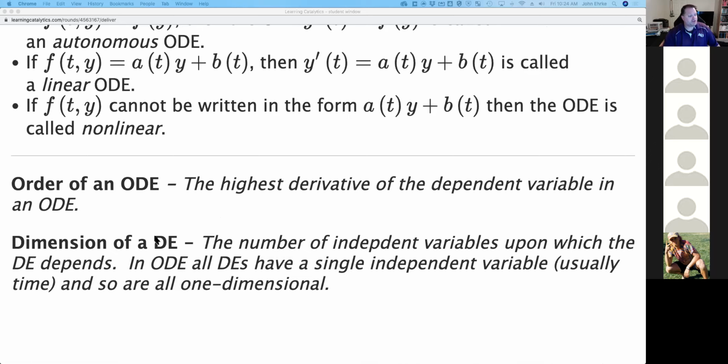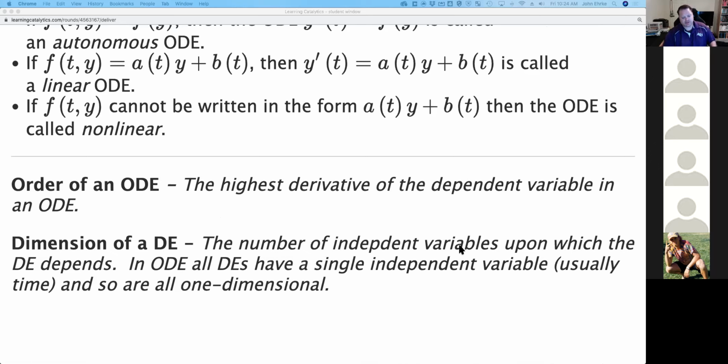The dimension of a differential equation is the number of independent variables. Since this is ordinary differential equations, we will always have one independent variable. It's usually going to be time. In partial differential equations, we will have at least two, sometimes three or more independent variables, which makes those problems involve partial derivatives instead of ordinary derivatives.